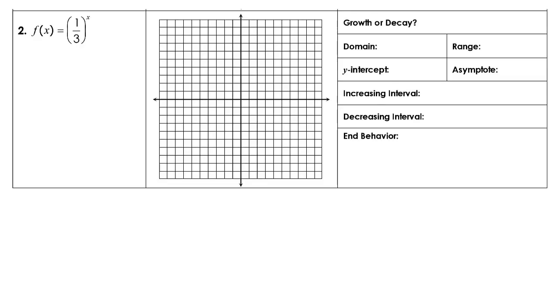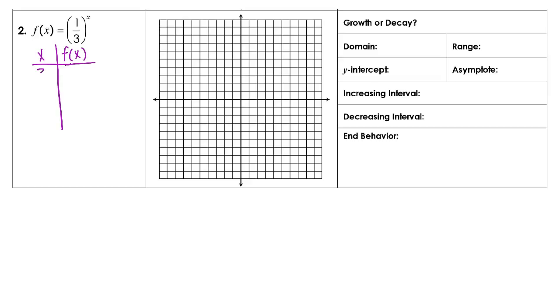Next example, we are going to look at 1/3 raised to the x power. And again, we're going to set up a t-chart just on these first few, just to make sure we understand where our values are coming from. So for the first part, we have x, and then we have our f of x. And again, let's start with the same values.